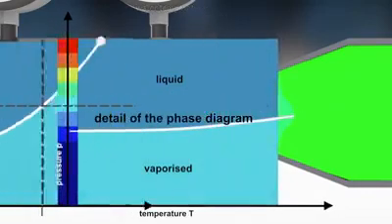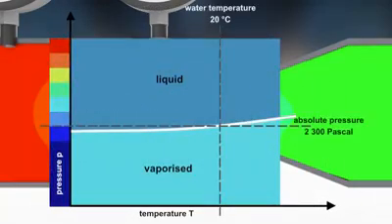We show a detail of a phase diagram of water, which allows us to analyze a situation in a narrow pipe section. The temperature of the flowing water can be 20 degrees Celsius, which is a vertical line in the diagram. It crosses the vapor pressure line at an absolute pressure of 2,300 Pascal. As long as the pressure is higher, water remains liquid. If the absolute pressure decreases below 2,300 Pascal, water evaporates.